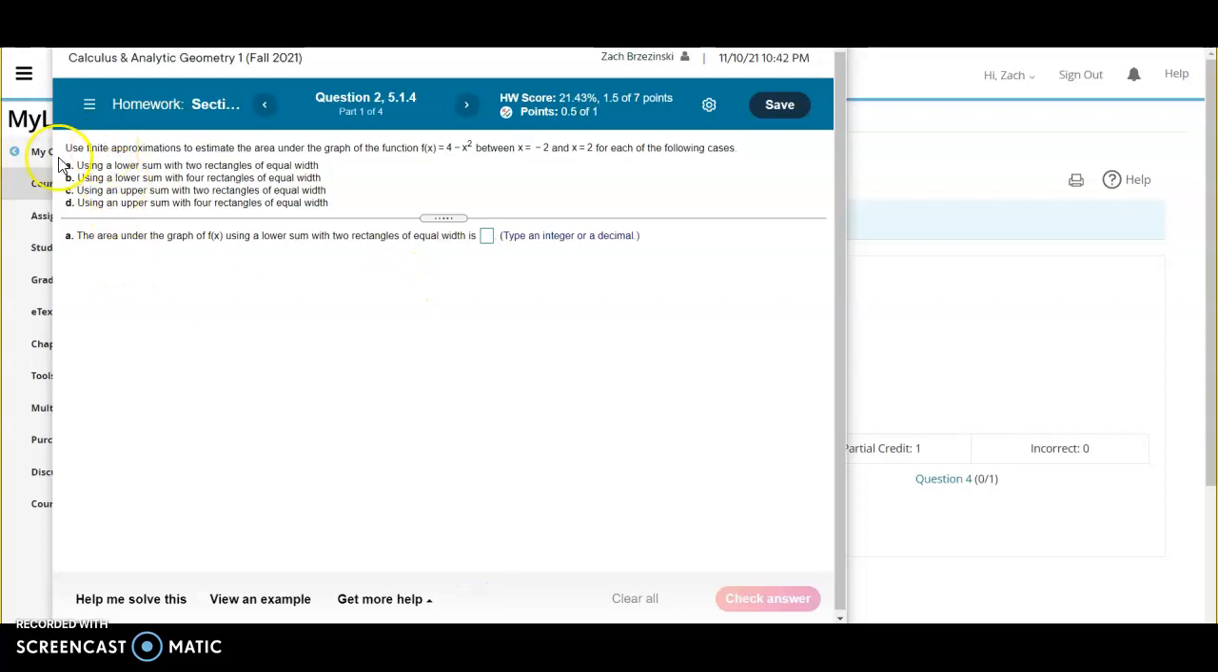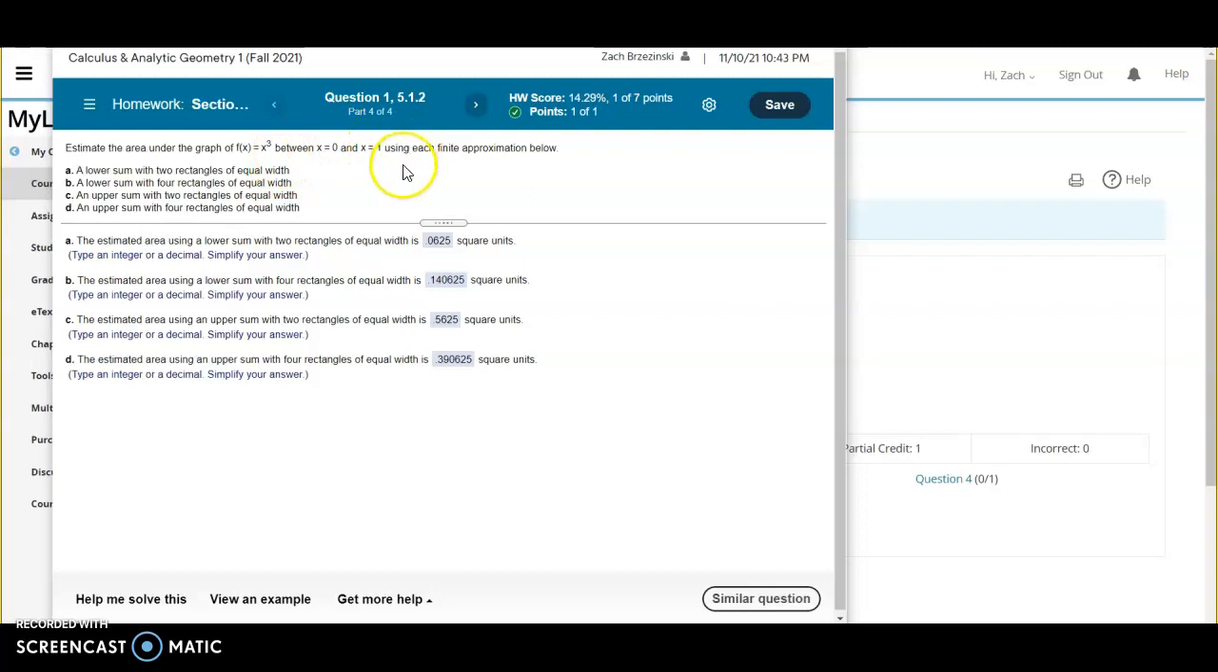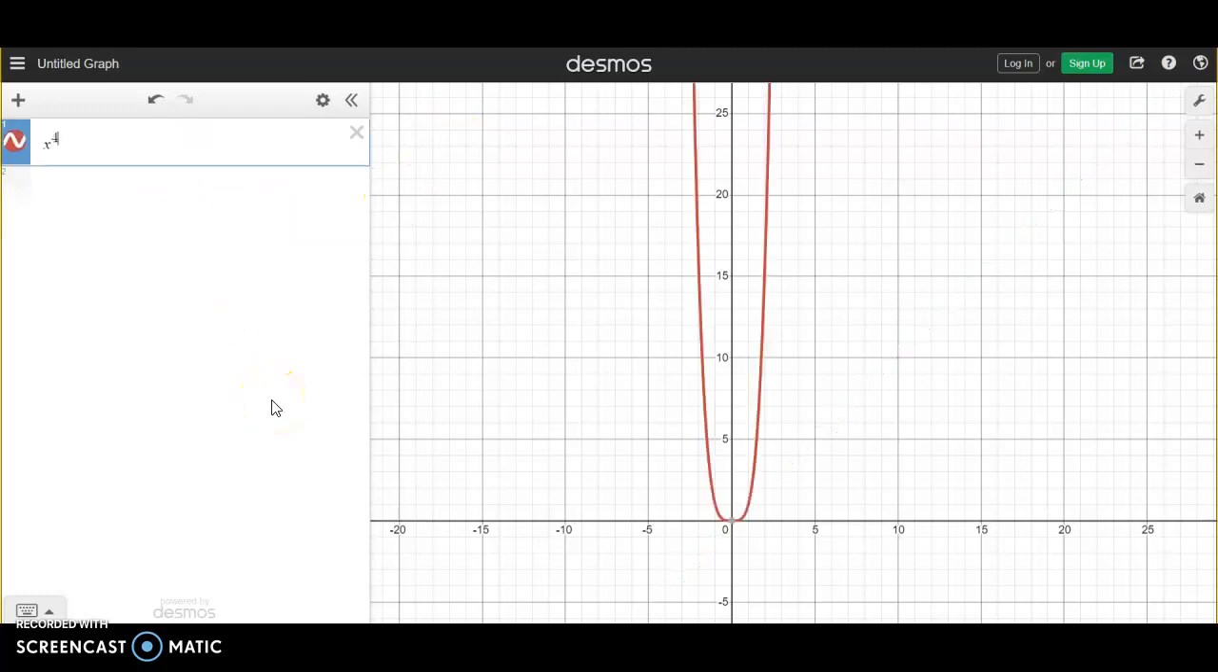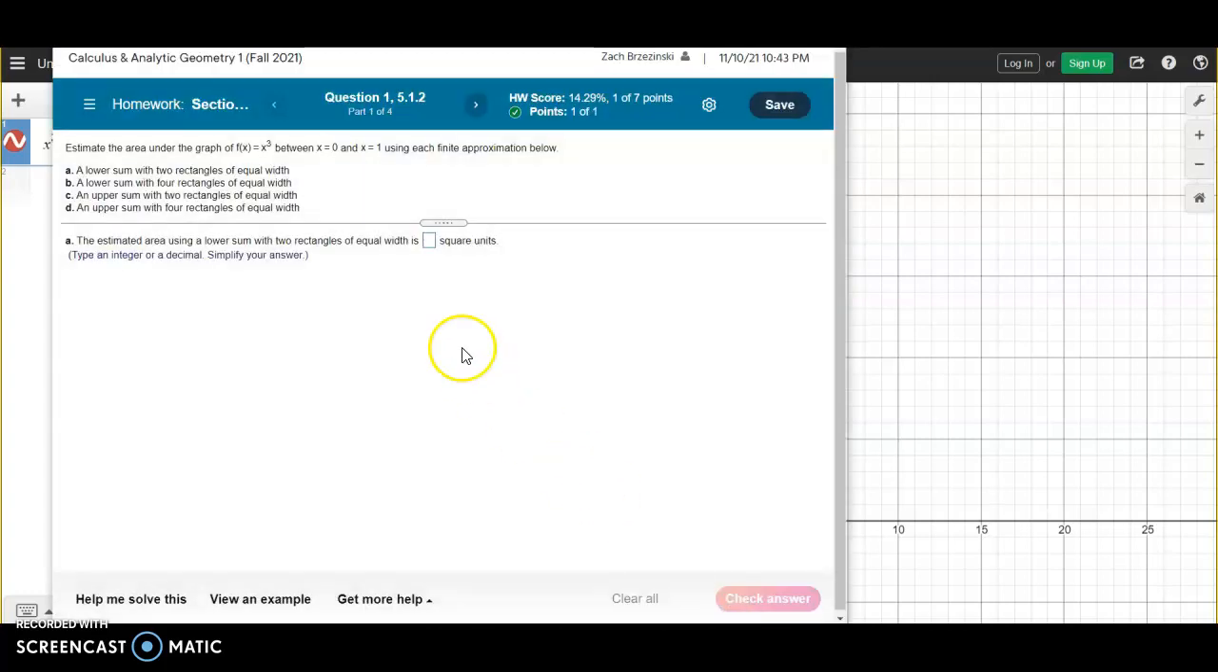Okay, so we are going to be finding the area under the curve. And so we will start off, we're actually going to start off with this one. Okay, so we're going to go into Desmos. So our function here is f of x is 3. Actually, let's get a new form. Okay, f of x is x cubed.